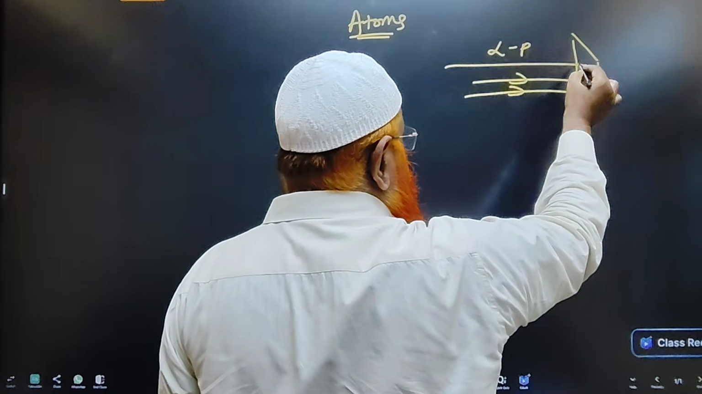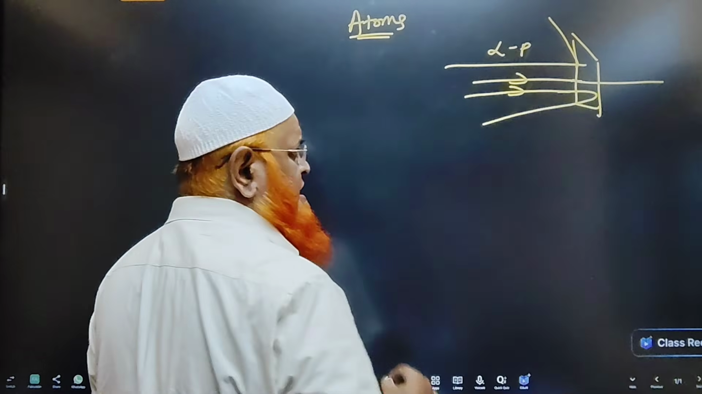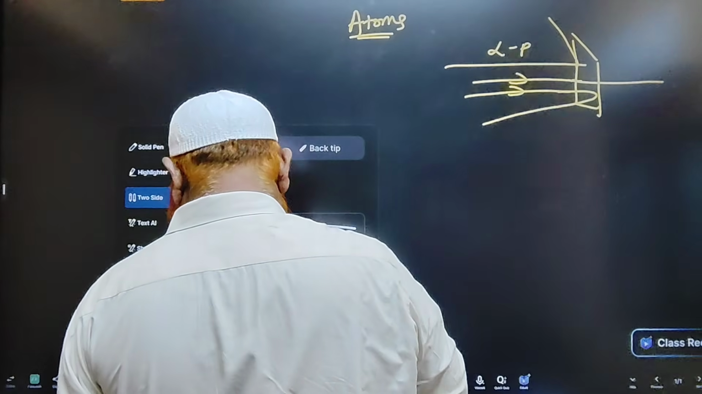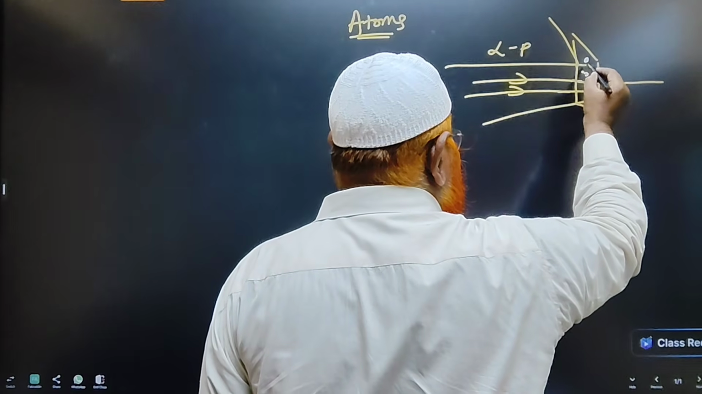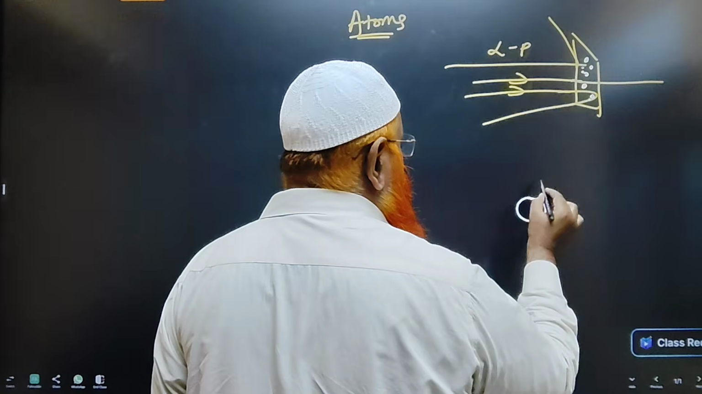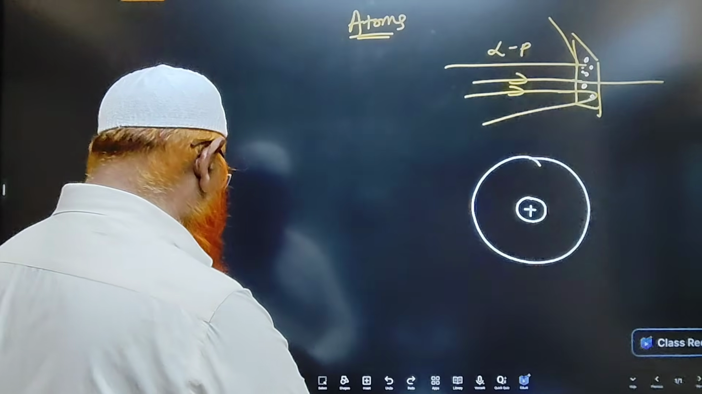These are all alpha particles. Some of them will deviate, some of them will pass through, some of them will return back like this. So why is it so? Because inside the gold foil there are atoms. I am taking one small example: one atom I am considering here, and this is called positive.